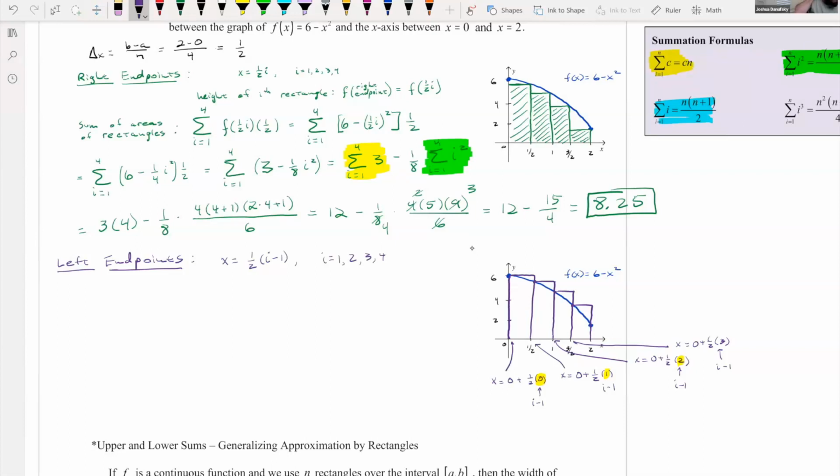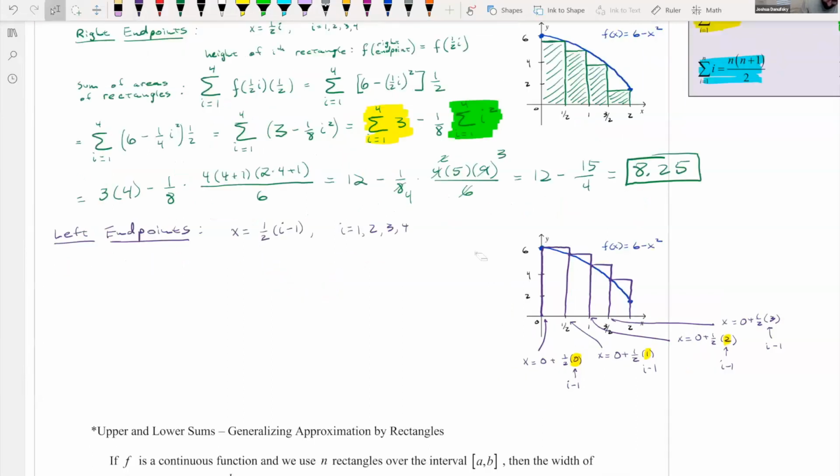And if you don't totally see that, that's okay. Pause the video and plug these in. Plug in 1 there. You're going to start at 0. Plug in 2 there, you're going to then have 1/2. And then plug in 3 and 4 and see what it does. It should give you each of these left endpoints that we've just written up here.